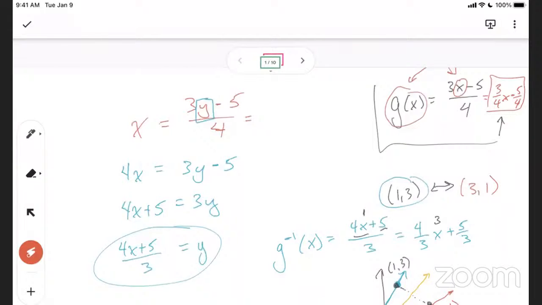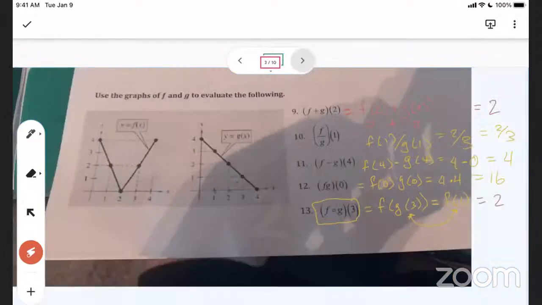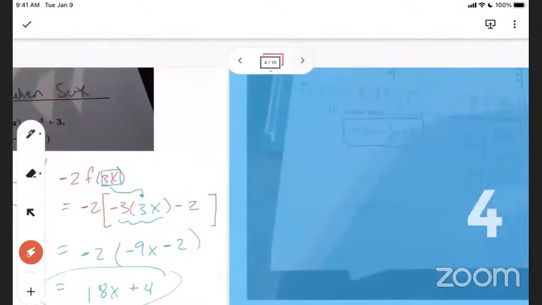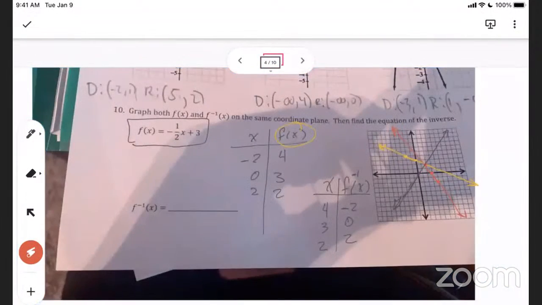And I do what? Before I solve it, what do I do? What did I do here with the x and the y? Oh, you switch x and y. Yeah, you flip them. You interchange the x and the y. So let's interchange them. x equals -1/2 y plus 3.